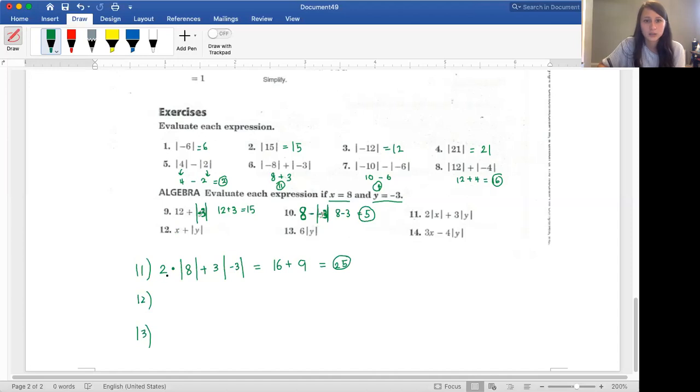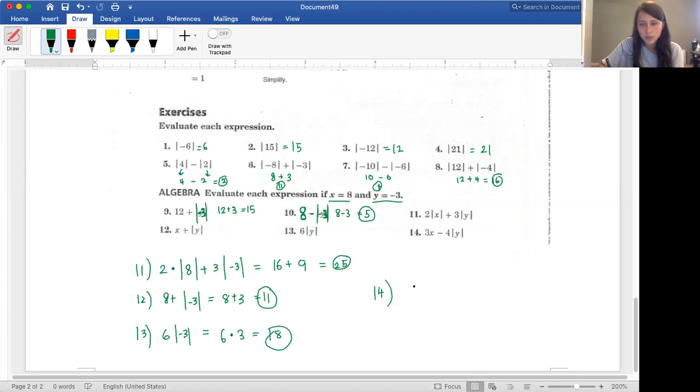Okay, 12, I'm going to plug in x, that would be 8 plus the absolute value of y, which is -3. And so then I have 8 plus 3, and that would be 11. 13. See, when I have this number outside an absolute value, you can think of it as a parentheses, as multiplying in some way. Okay, so 6 times absolute value of y, which means I have 6 times +3, and that would be 18.